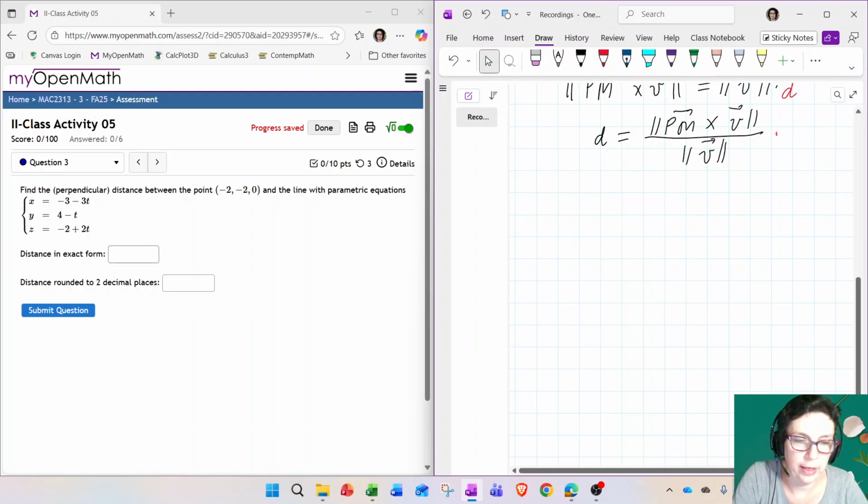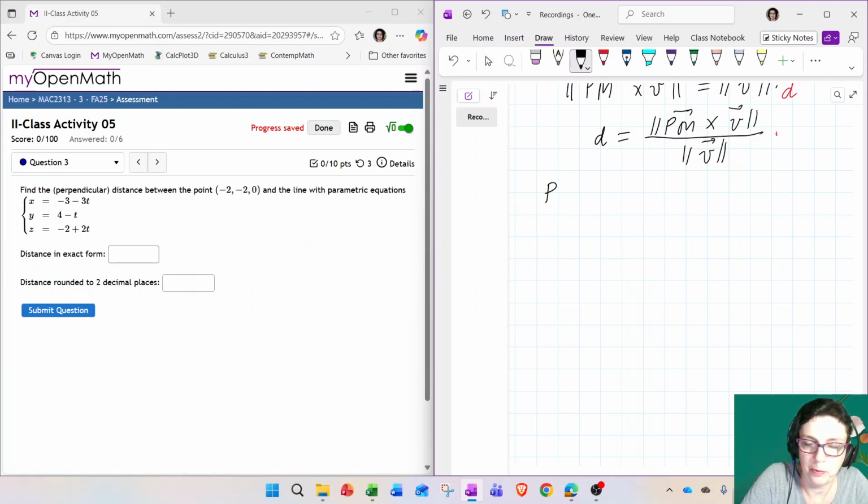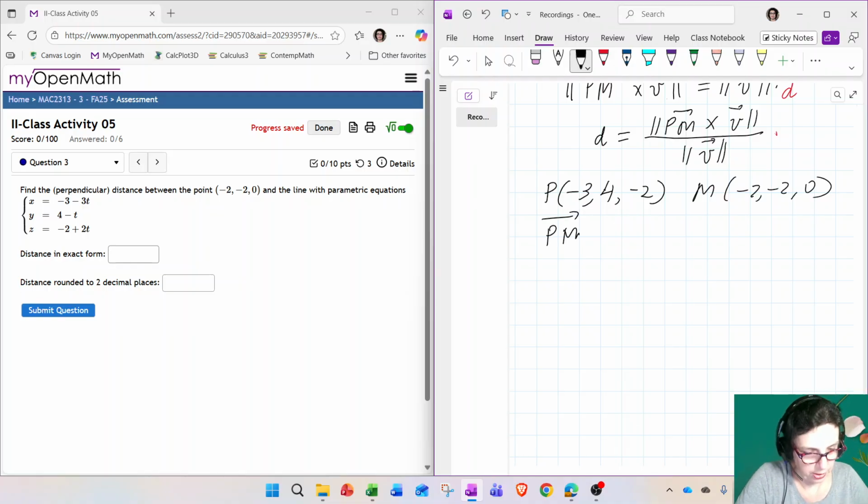Let's go ahead and implement that. First, what is the PM vector? Vector PM joins point P, with coordinates -3, 4, -2, and M, -2, -2, 0. Let's find the components of this vector PM. It's really hard to draw with this pen.